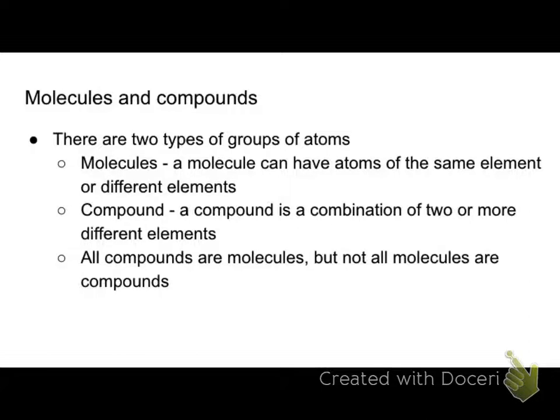Compounds are a combination of two or more elements that are different. So in order to be a compound, you must be different from each other. So we use the word molecule as a general term for a group of atoms. We can use it to describe any group of atoms. But if we want to specifically identify to somebody that this group of atoms is different from each other, not all the same atom, then we use the word compound.